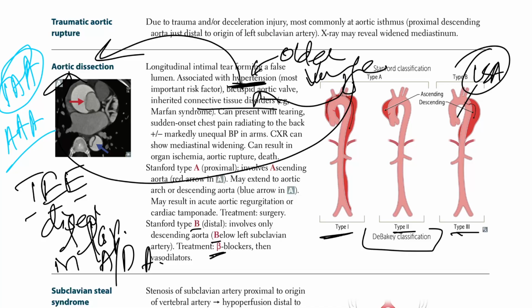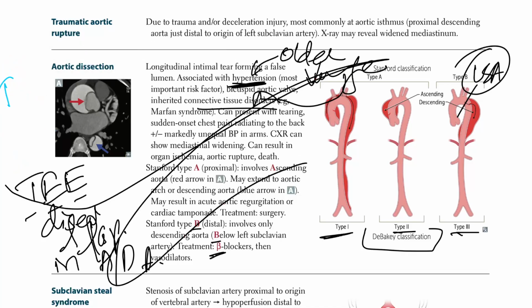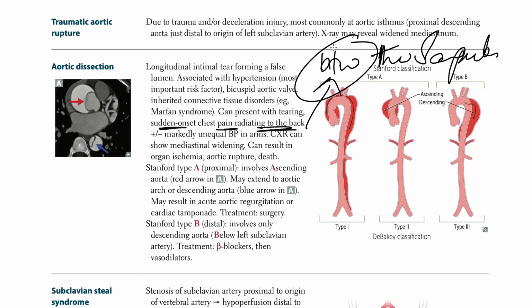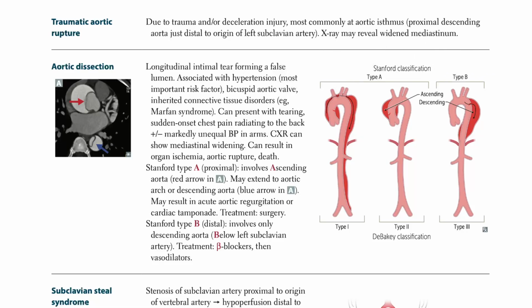Okay, let me erase this. And one last point for this one is that we have sudden onset chest pain radiating to the back, specifically between the scapulas, and unequal blood pressure. So let's just go through it and move on with the next.